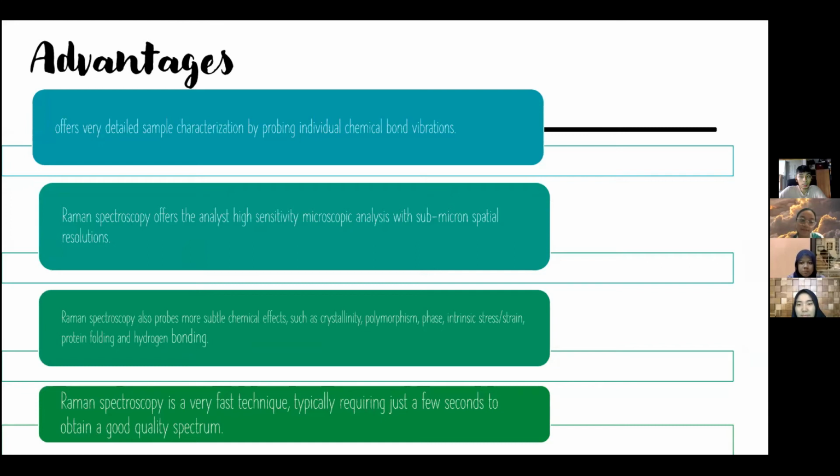Another reason is that Raman spectroscopy also probes more subtle chemical effects such as crystallinity, polymorphism, phase, intrinsic stress and strain, protein folding, and hydrogen bonding. Lastly, Raman spectroscopy is a very fast technique, typically requiring just a few seconds to obtain a good quality spectrum.